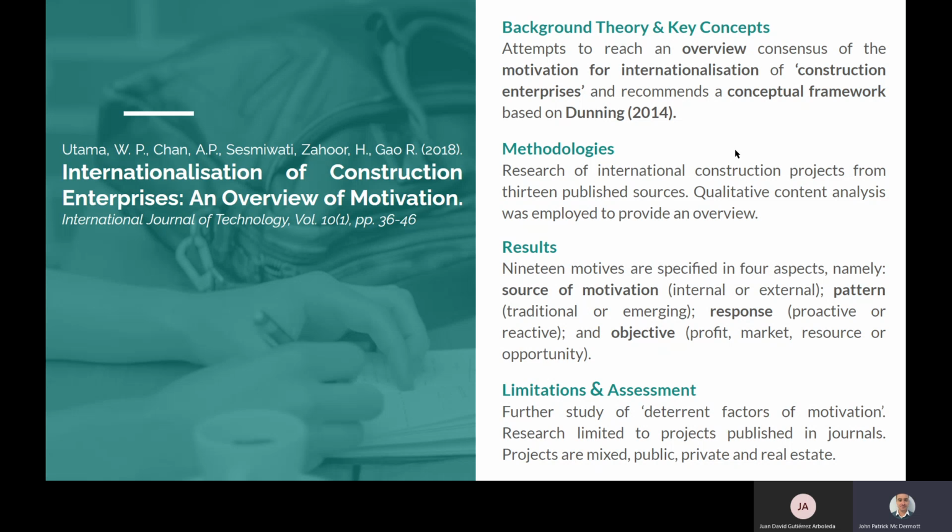Now, the limitations and my assessment of this study: further study of the deterrent factors of motivation is really needed. The research is limited to projects that are published in journals. To be fair, there's probably a lot of detail lost in those published journals. It's secondary source research after all, and it does lose some of the tangible aspects. The projects are mixed. They're public, private, and real estate. Real estate development companies, even if they're construction companies, have a significantly different business model than other construction companies, and I fear that might have an impact on the results.